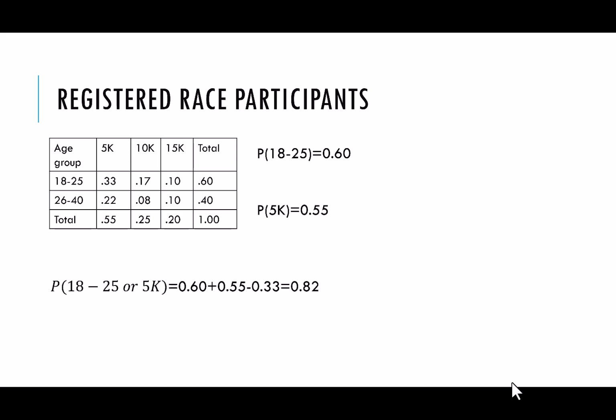Remember, it's important to subtract the overlap because we don't want to get any probabilities over 100%. If we had just simply added together the probability of 18 to 25, which was 0.6, and the probability of the 5K, we would get a probability of 1.15, which we know is too big. So remember, when you're looking at the word "or," we're always going to add the separate events and then subtract any overlap.